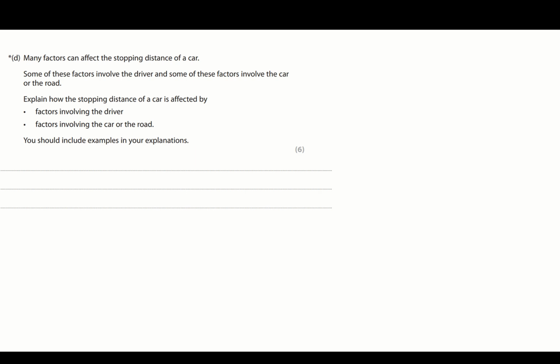Next one, 6 marker. I don't think the mark scheme's laid out particularly well in terms of marking this. So I've given you a model answer that meets all the marks, but it just sticks to the basics of explaining stopping distance equals thinking distance plus braking distance, because this is going to ask you what involves the driver, what involves the car. So many factors affect stopping distance, and we know stopping distance equals thinking distance, not time, plus braking distance. Some of these involve the driver, that's the thinking distance. Some of these involve the car, that's the braking distance. Now obviously the driver can have a say on speed that affects both.